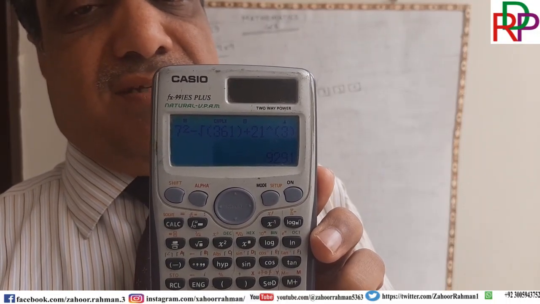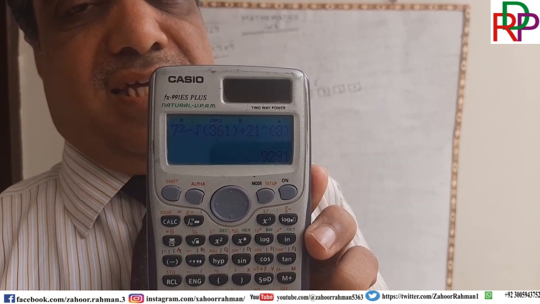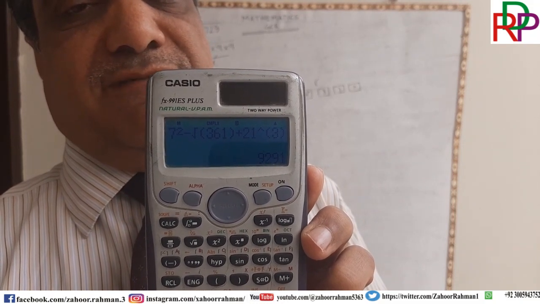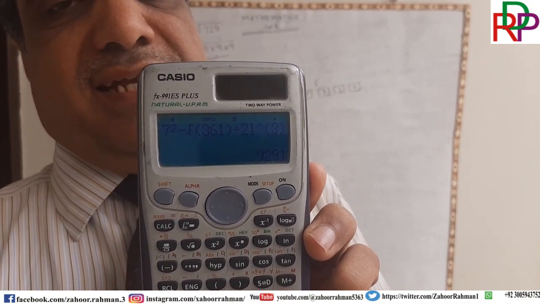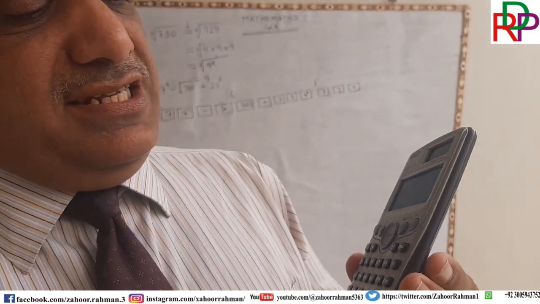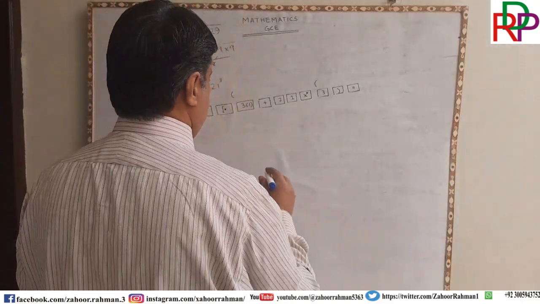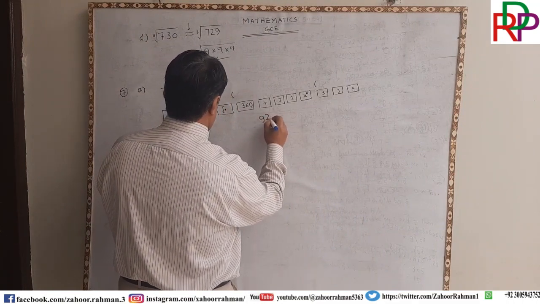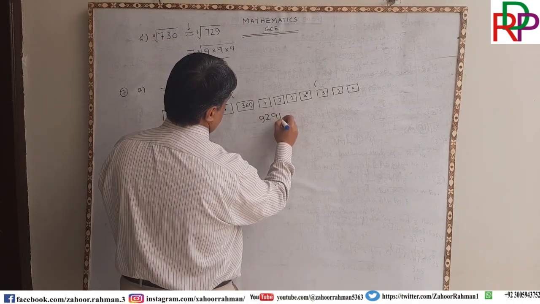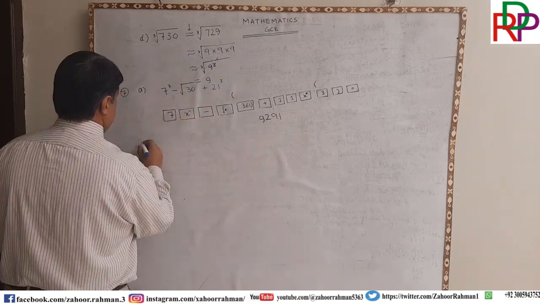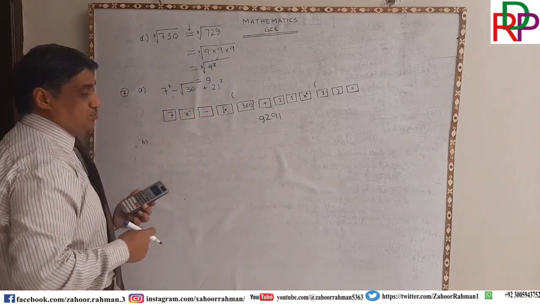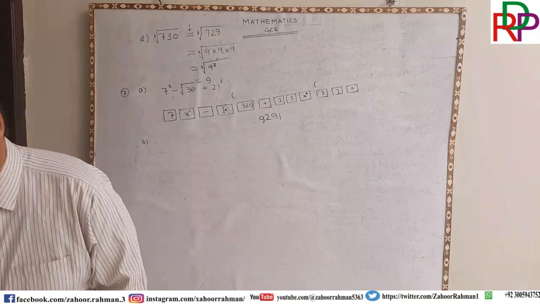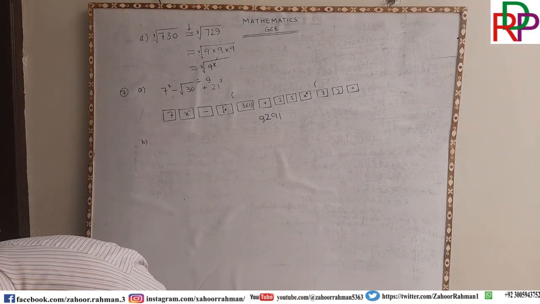As you can see, I wrote exactly in the same fashion, and the answer you can see is 9291. Now we are coming towards part B, and part B is a bit complicated, not that much.